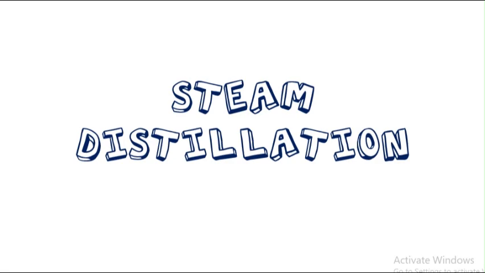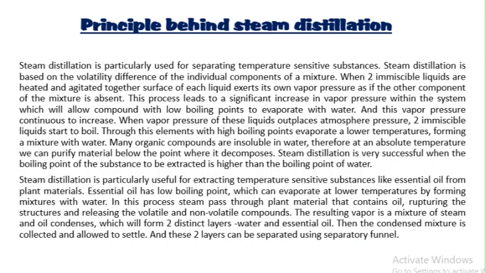Steam distillation is particularly used for separating temperature-sensitive substances. Steam distillation is based on the volatility difference of the individual components of a mixture. When two immiscible liquids are heated and agitated together, the surface of each liquid exerts its vapor pressure as if the other component of the mixture is absent.